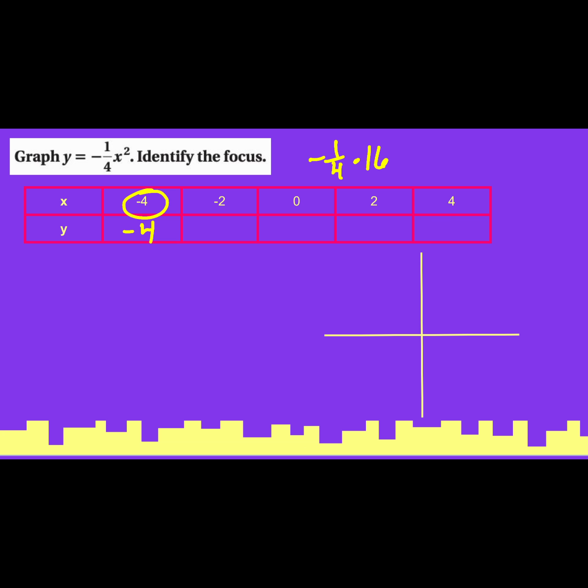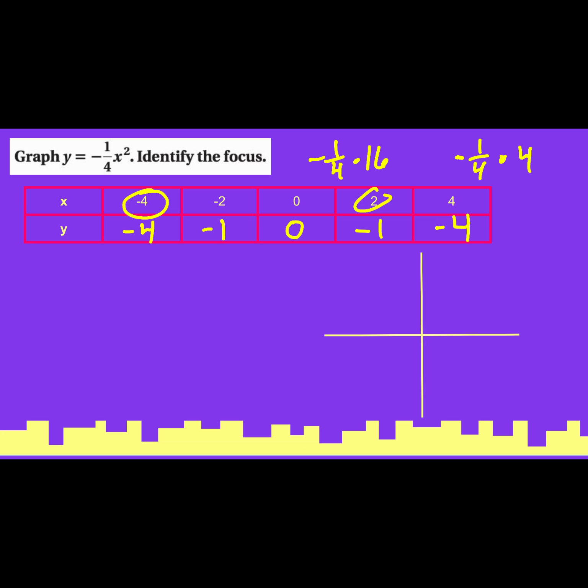Four. Good job. Thank you for the one person that is participating. Negative 1/4, and negative 2 squared is 4. So negative 1/4 times 4. 1 times 4 is 4, divided by 4 is 1, so we have negative 1. 0 squared is what? 0. Good job, everybody. 0 times negative 1/4 is still 0. Like we said earlier, 2 squared is 4. So we should get all the mirror points here for our y values.